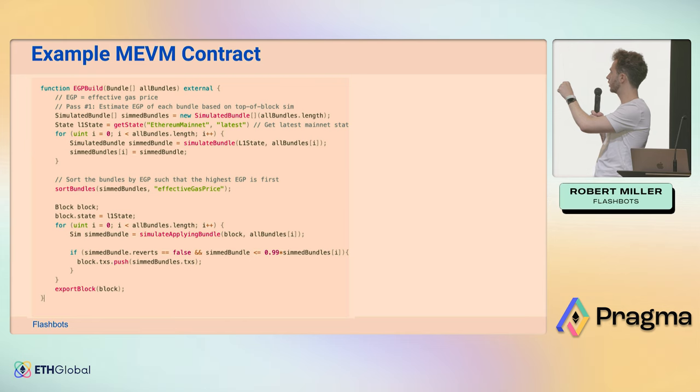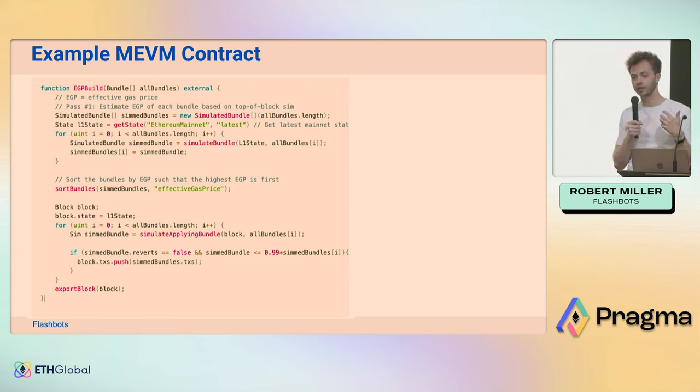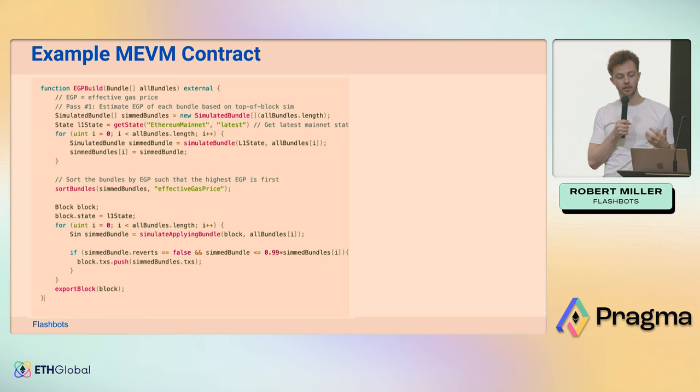So we are getting Ethereum mainnet state on that fifth line there, the latest block state. We are simulating bundles of transactions, getting the results. We have a pending block there, and we're simulating adding new transactions to it, seeing if they fail, discarding them. So these are the superpowers that the MEVM gives you that you don't have currently on Ethereum.